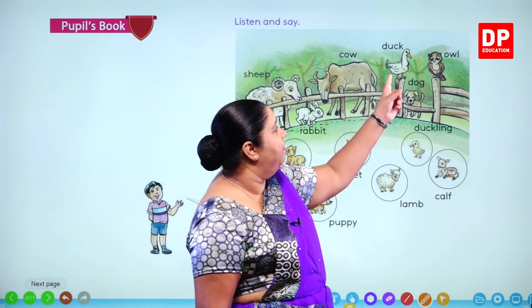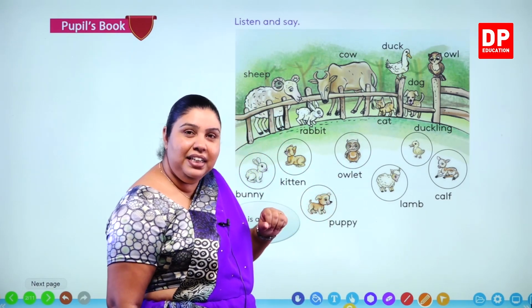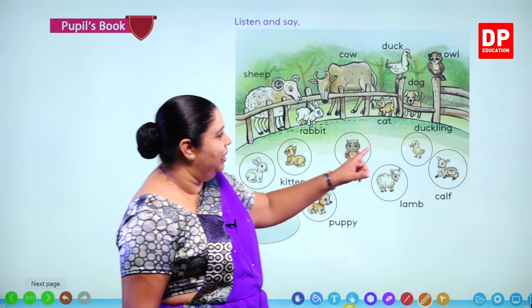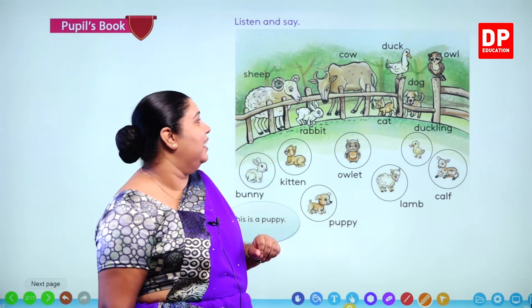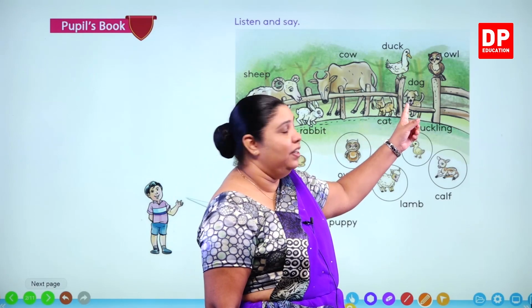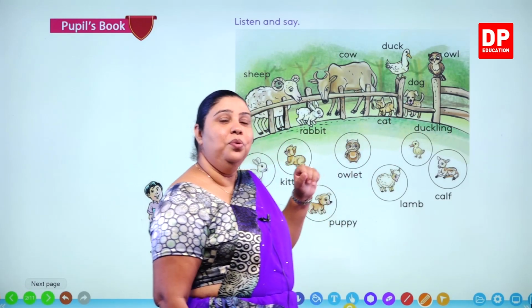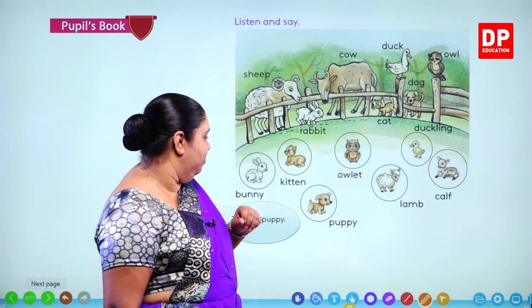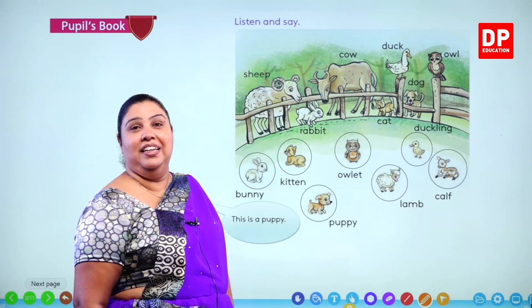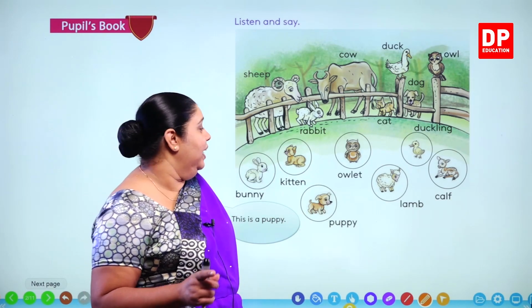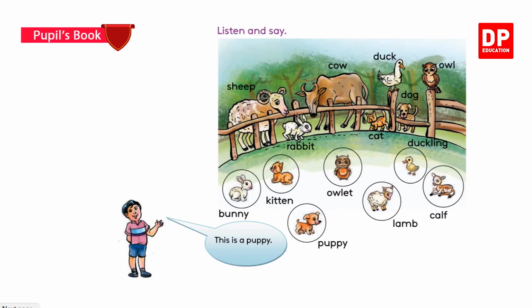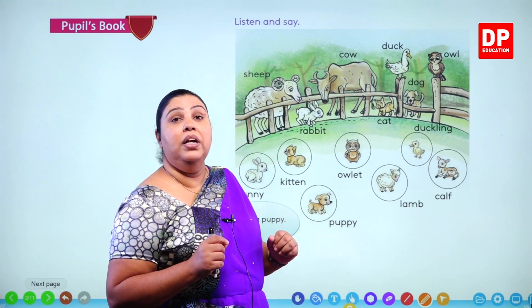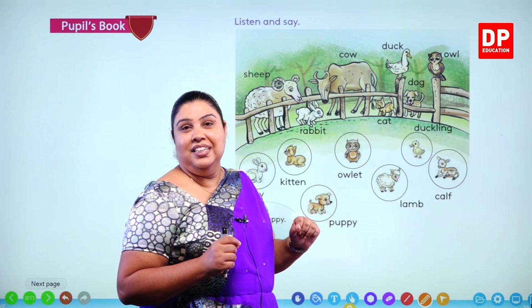Right, then we have our duck. Where is the baby duck? The baby duck is over here and we call it the duckling. Duckling. Then we have our friend dog. Who is the baby dog? The baby dog is the puppy. The baby dog is called a puppy. Then we have our owl over here. Owl. The baby owl is called owlet.